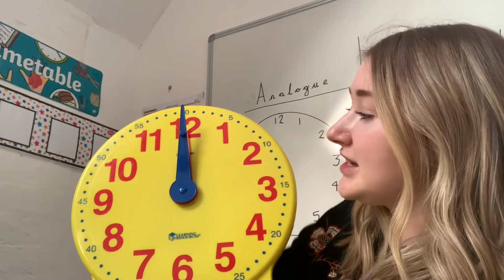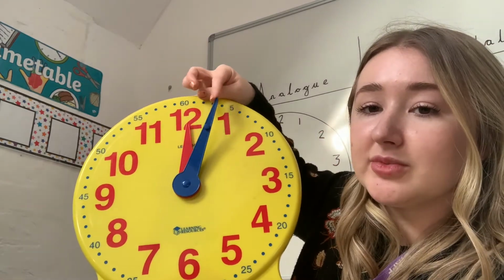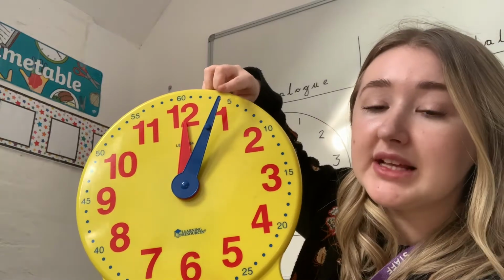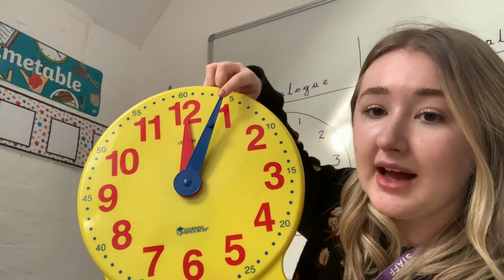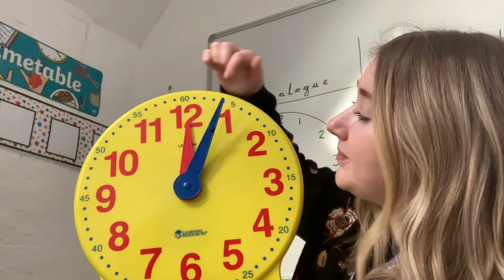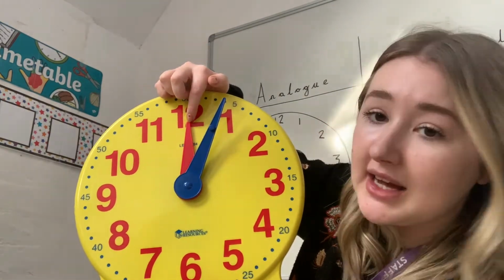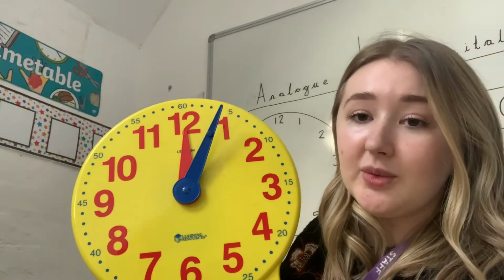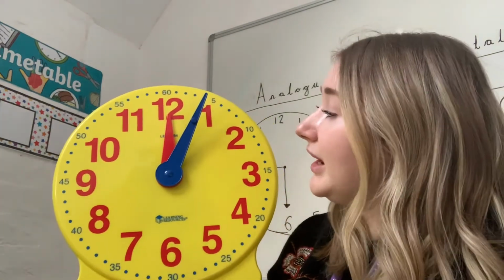And then as you can see, there are two hands. If I just move this way, there are two hands. The long one is known as the minute hand. This shows the minute we are on in the day. And then the short hand is called the hour hand, and that shows what hour we are on, okay?